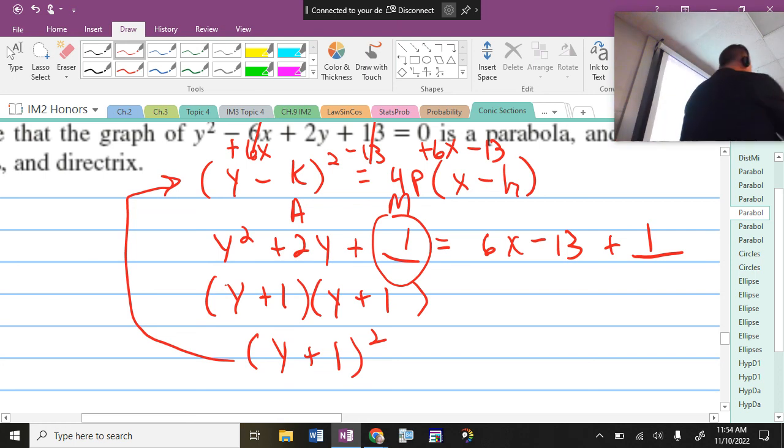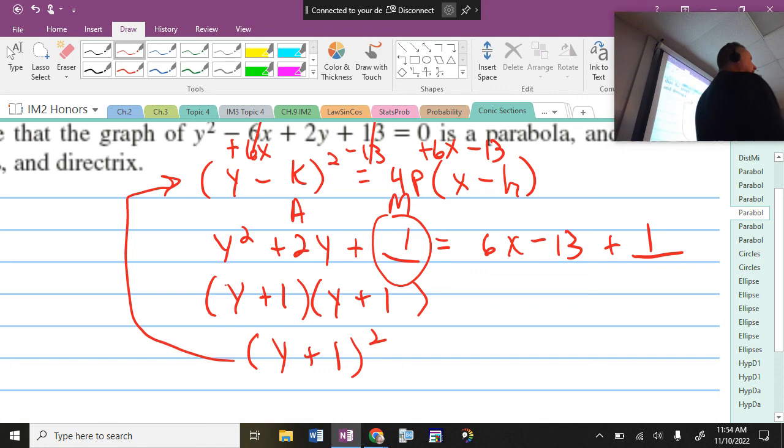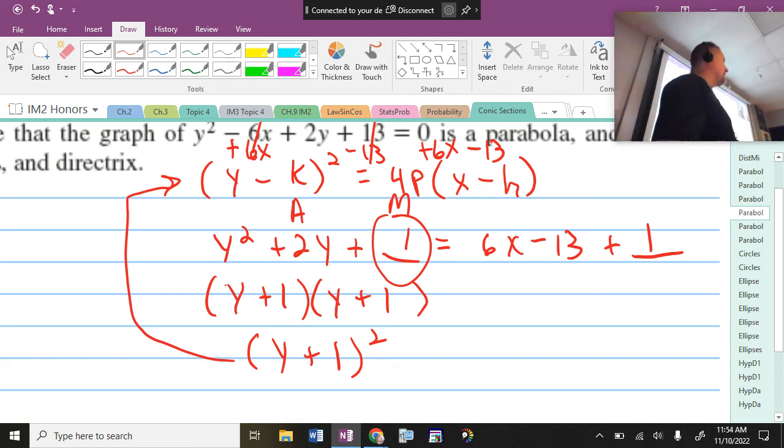Actually, I might circumvent that. The biggest mistake is not adding 1 to the right side to keep the balance. Whatever you do to one side, you do to the other. You chose to add that 1. Okay, now that's what we did.